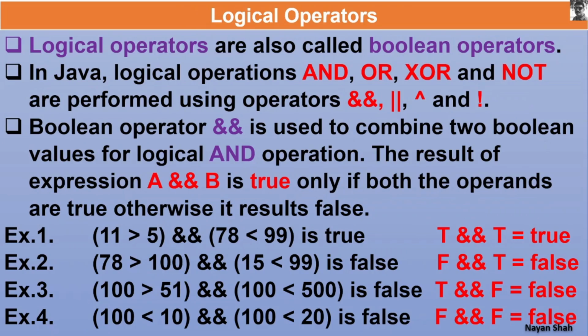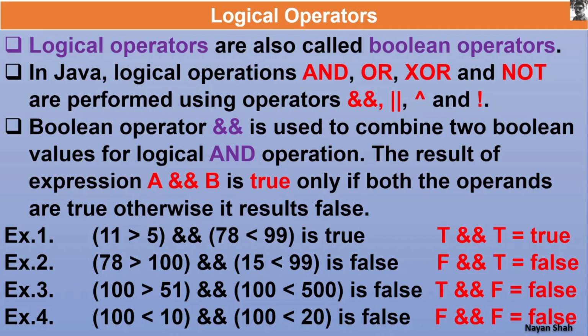Logical operators. Logical operators are also called Boolean operators because they also result in true or false. In Java, there are logical operators like AND, OR, exclusive OR and NOT, and they are performed using the operators double ampersand sign, double pipe sign, caret sign and exclamation sign.